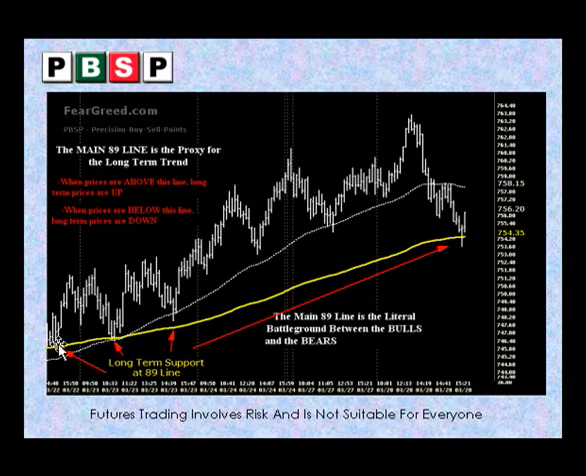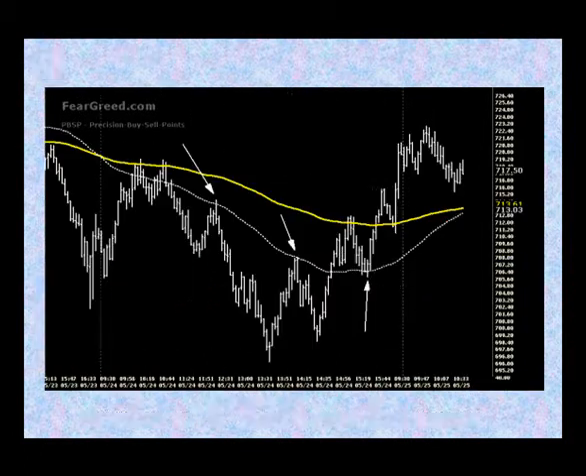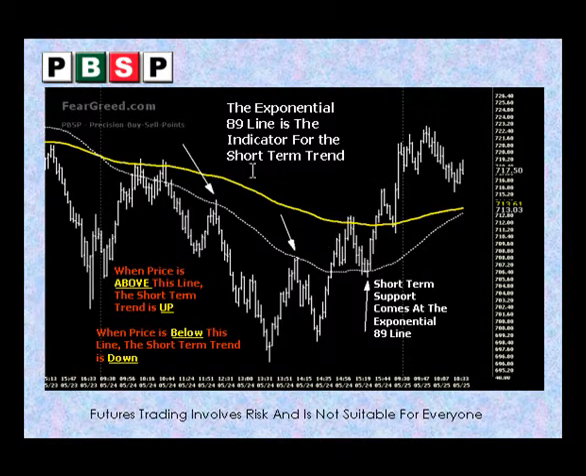We can see here where the main 89 line supported the market, and as we broke above it, we came down, and the exponential 89 line became the support for the short-term trend up. And then finally, it broke down below the fast 89 line, tried to break through, couldn't. It was then resistance, came down, and found support at the main 89 line. And again, these happen over and over again.